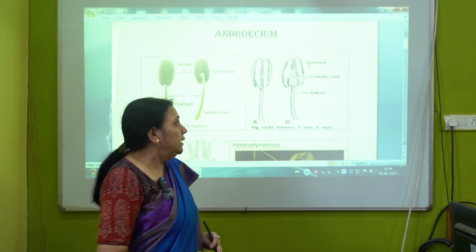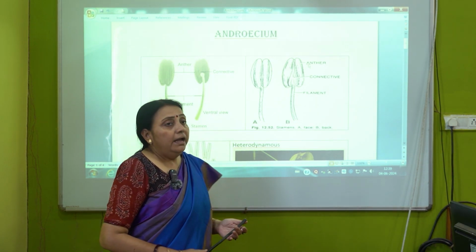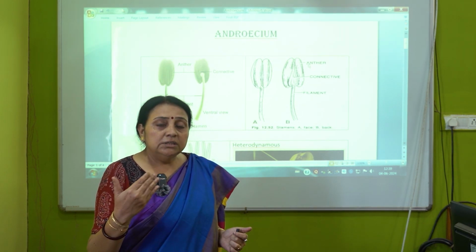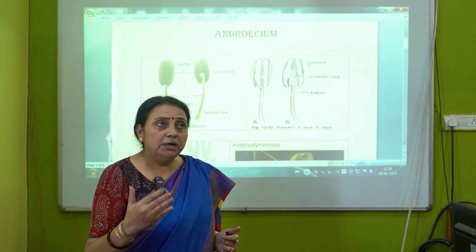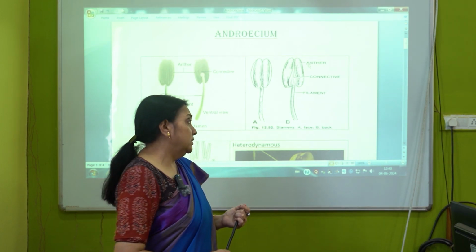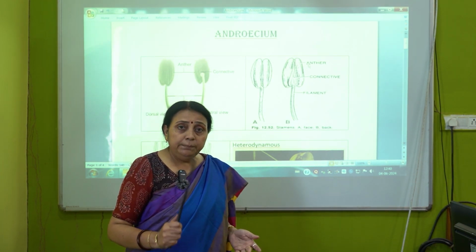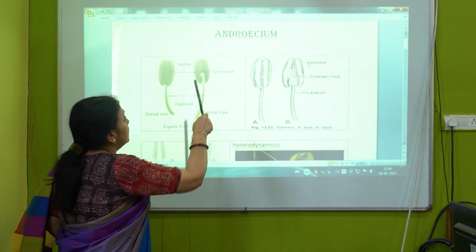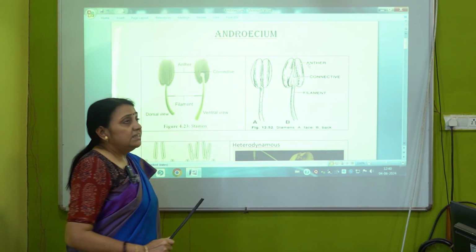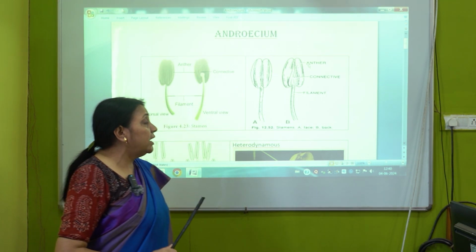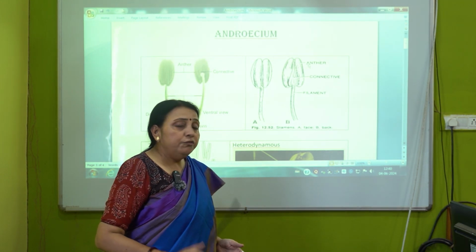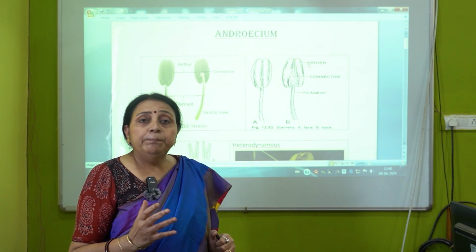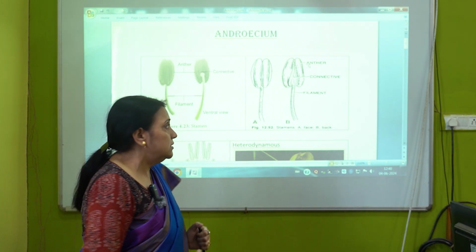calyx and corolla, can be considered as the accessory parts, and the next third and fourth parts are the essential parts, which are considered as the reproductive essential parts. And today I will discuss the androecium, which is considered as the male reproductive structure of a flower. All of you know that the flower is the reproductive part of an angiospermic plant.